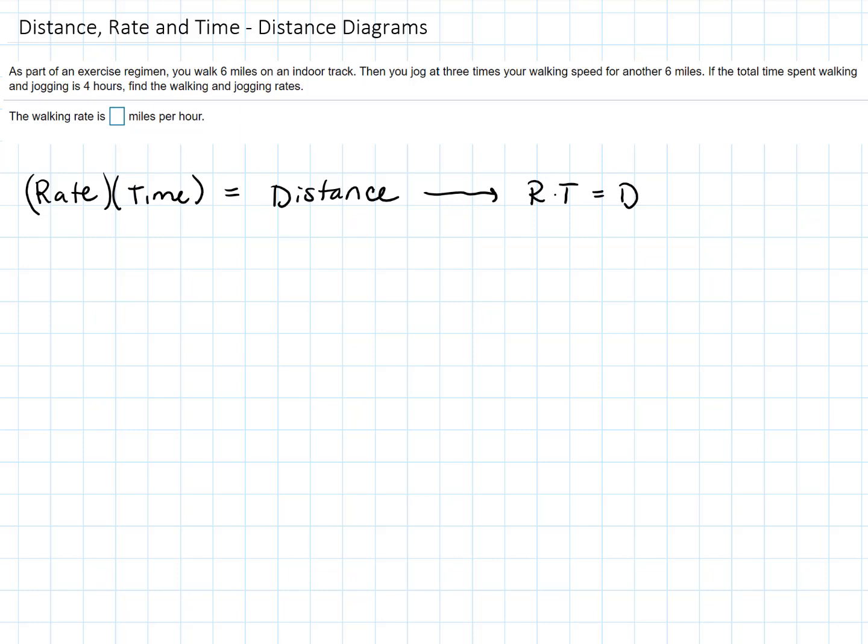So if we know the rate something's traveling at, and we know the time something's traveling, we can figure out its distance. Turns out, actually, if we know any two of these quantities, we can always find the third. So we'll keep that in mind.